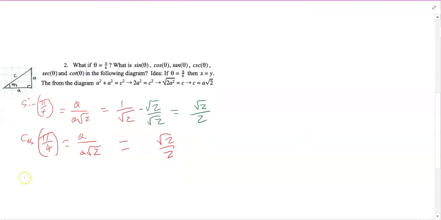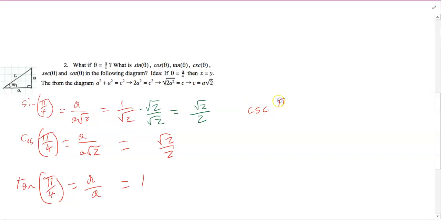Then the tangent of pi over 4 is going to be opposite over adjacent, that's going to be a over a, equal to 1. Now let's find the reciprocal identities.